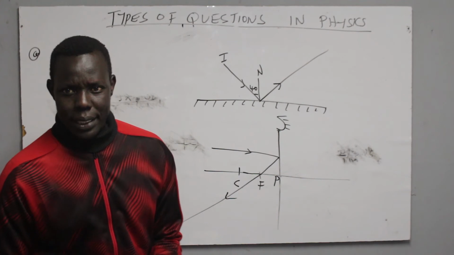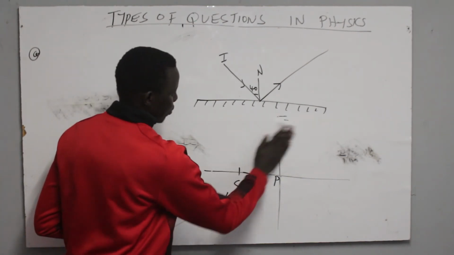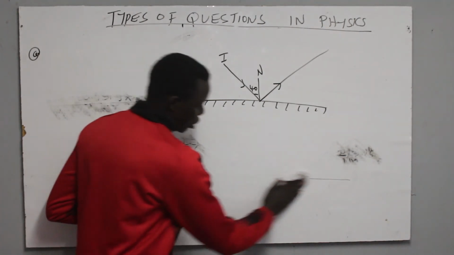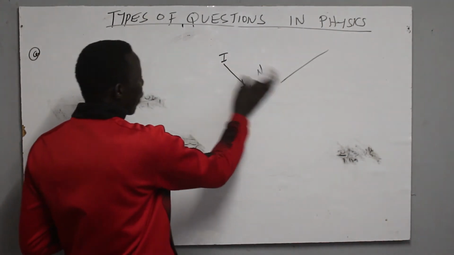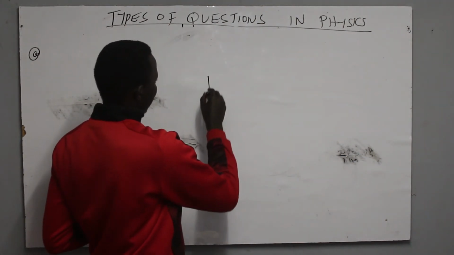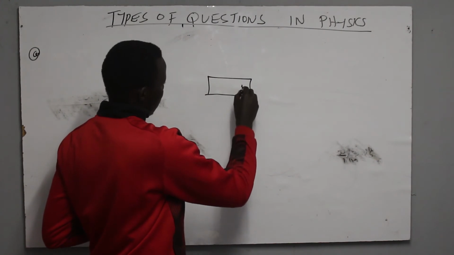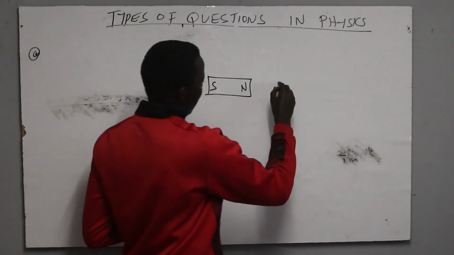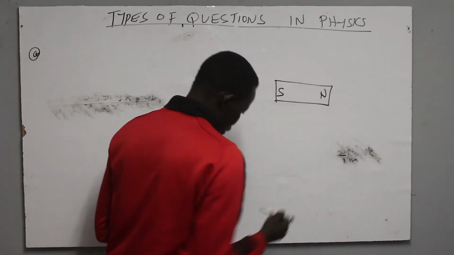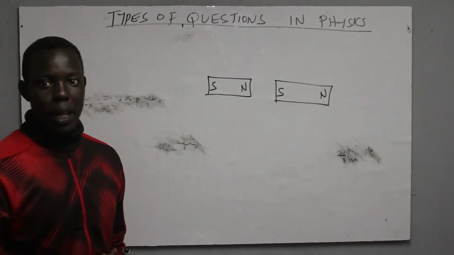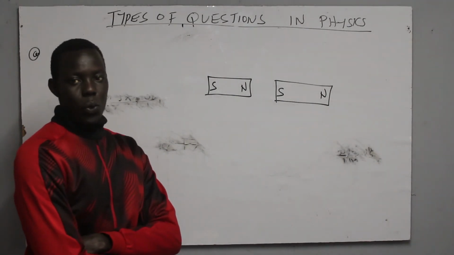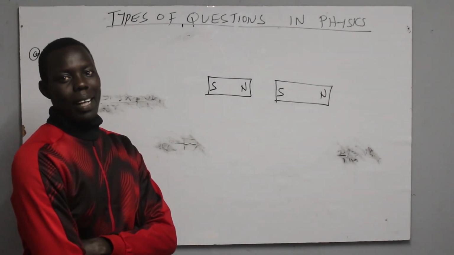Now, look at this. Look at what I'm about to write, not at how I'm wrapping the board. Those are two magnets with North Pole and South Pole facing each other. So complete the diagram to show the magnetic field pattern.